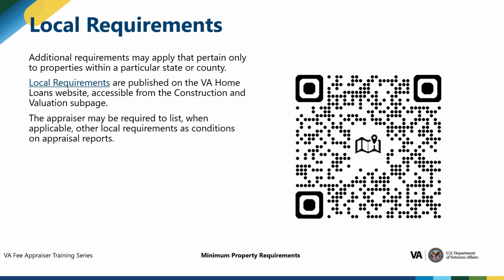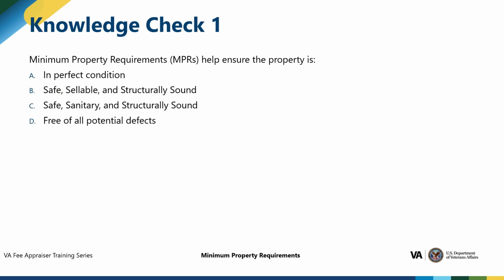Additional requirements may apply that pertain only to properties within a particular state or county. Local requirements are published on the VA Home Loans webpage. Scan the QR code to open the link to local requirements. The appraiser may be required to list, when applicable, other local requirements as conditions on appraisal reports.